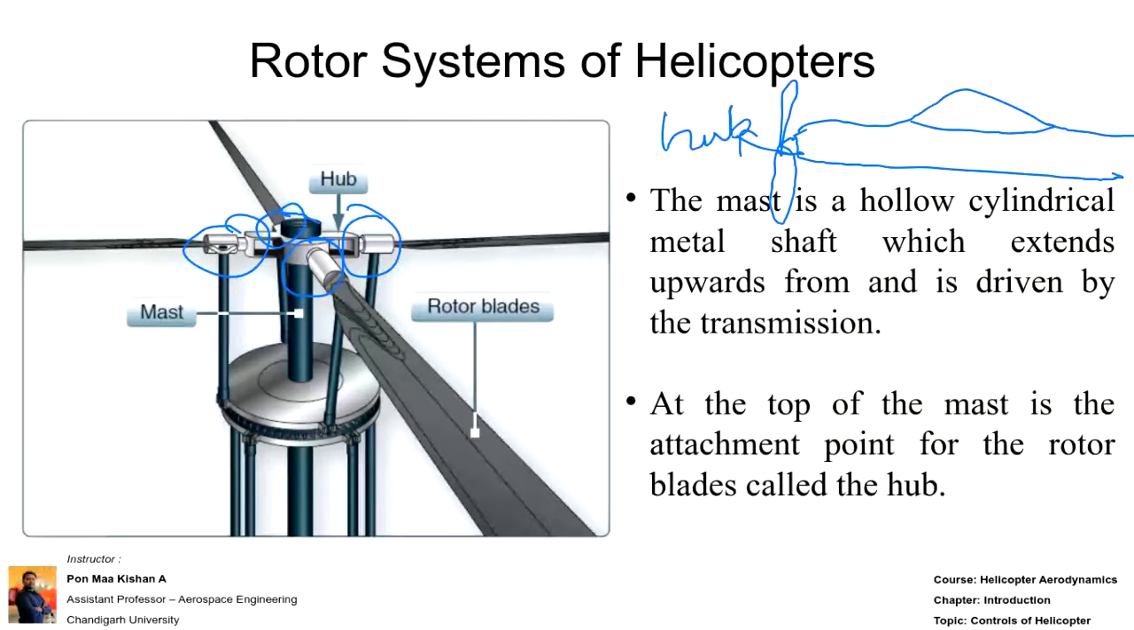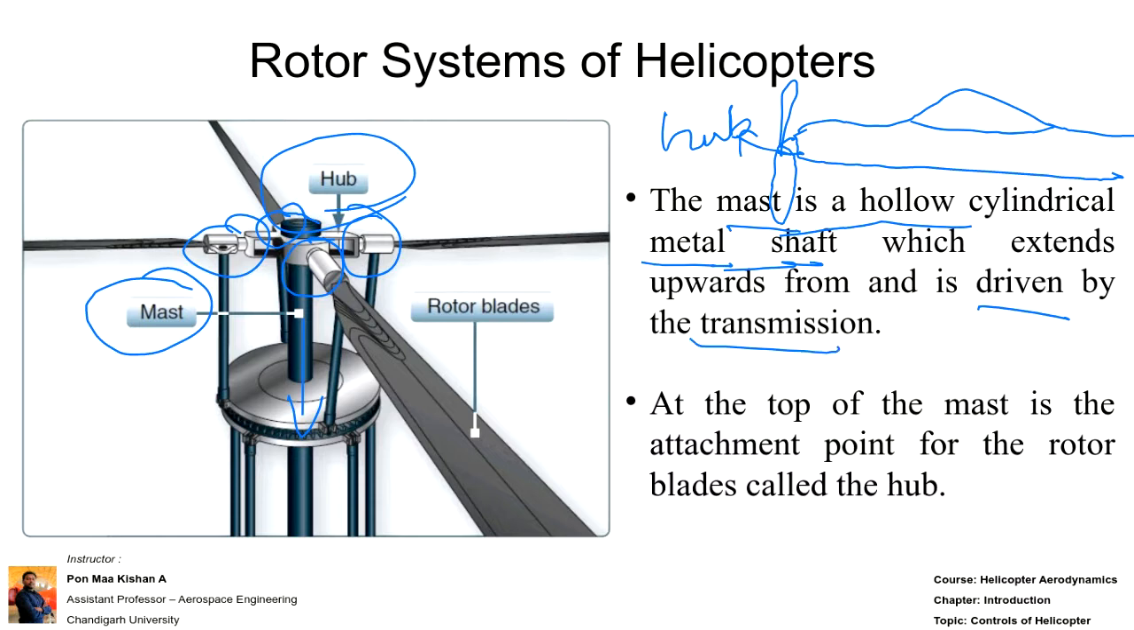There is another important term called mast. Mast is a hollow cylindrical metal shaft. It is used for power transmission, and it is driven by the transmission. So mast is nothing but a shaft, usually a hollow cylindrical metal shaft, and the hub is where the rotor blades are attached to a point which is called the hub.